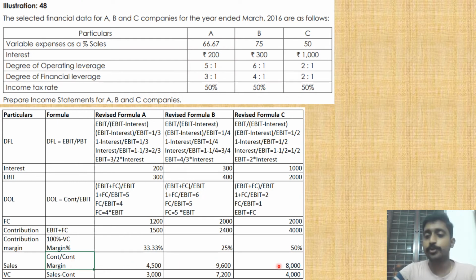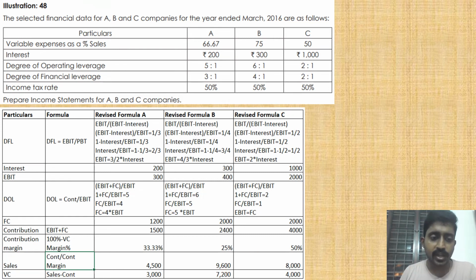Sales is there, contribution is there. Sales minus contribution, you can find the variable cost. The variable cost is also found. So now your income statement is ready. You have the sales minus variable cost, you have the contribution minus fixed cost, you have the EBIT minus interest, you have earnings before taxes, and you have the tax rate also. You can apply that, and you can find the earnings after taxes. So that is this problem, very simple one.